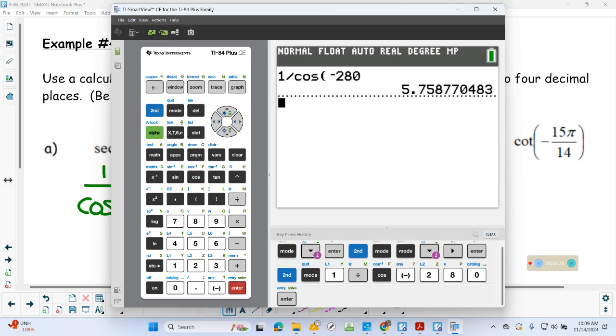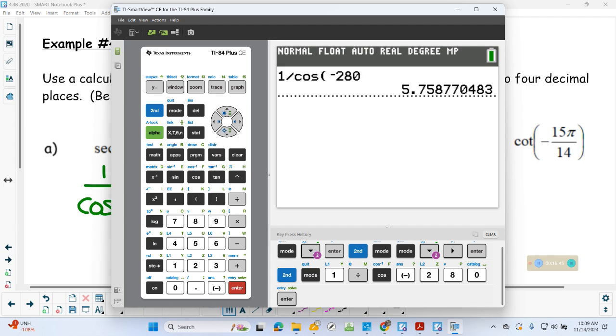Got it. And it says round to 4 decimal places. I'll let you write it down. You can round it, put it on there. 5.758. What's your last digit? 8. Good rounding, good rounding.